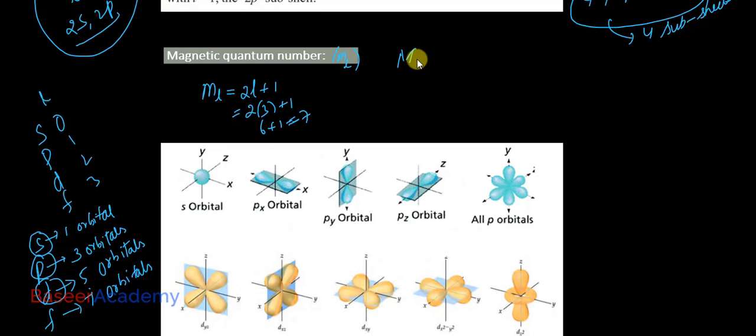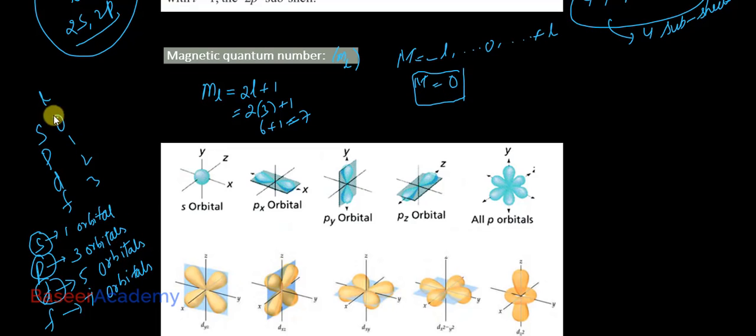And what are the values that the magnetic quantum number takes? The magnetic quantum number takes values from minus l to plus l. For the s orbital, the value of l is 0. So what are the values that m should take? m should take values from minus 0 to plus 0. There's no such thing; 0 does not take any negative or positive sign. So the value of m here is 0.